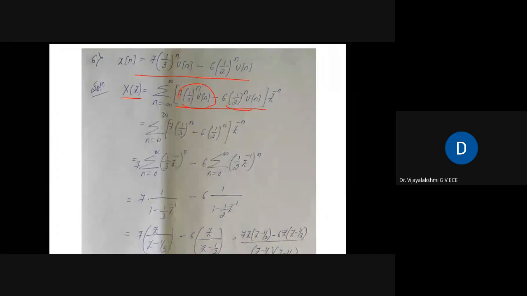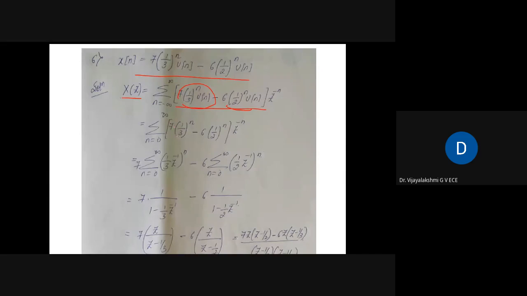So I take the formula for X(z). X(z) is the summation of n varying from minus infinity to plus infinity, x(n) into z power minus n. Fine. I've substituted for x(n). This is your x(n). Now we have two terms. This is one term, and this is the other term.